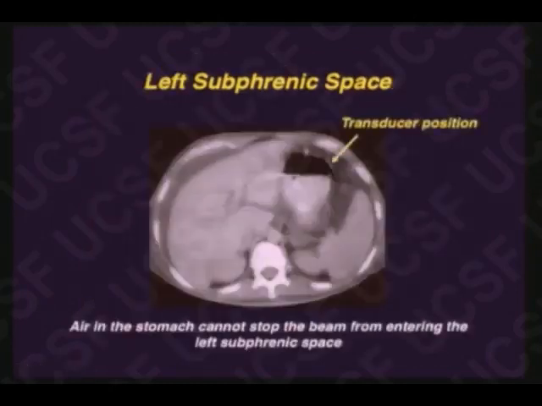Now, importantly, air in the stomach cannot stop the beam from interrogating the left subphrenic space, but you have to know where to place the transducer. If you place the transducer here, the beam must pass through the left subphrenic space before it can be blocked by air in the stomach.